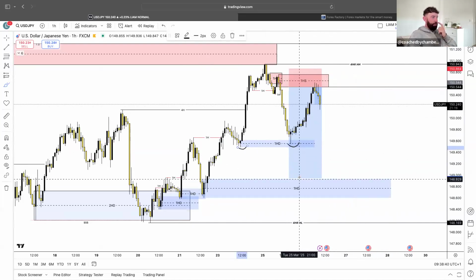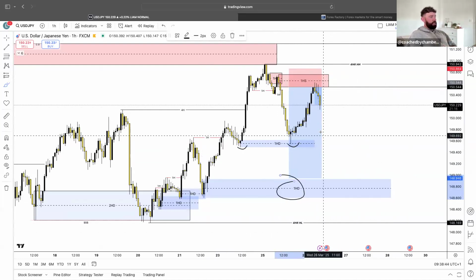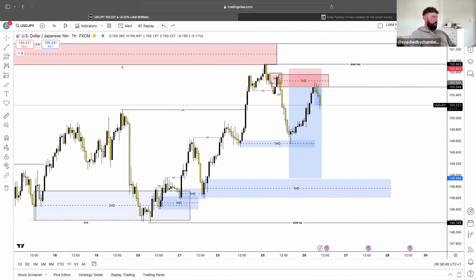And then obviously, if we can get that, God willing, we can see how we react from this 1-hour demand area. So that is my main thought for USD Japanese yen.